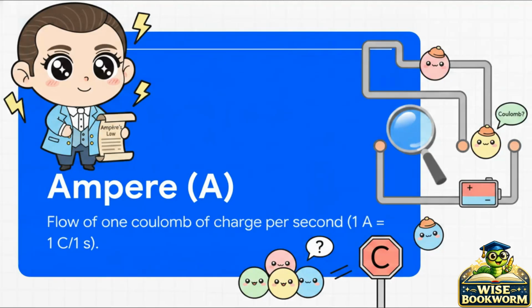So how do we actually measure this flow? Well, we measure it in a unit called the ampere, which is named after the brilliantly minded French scientist André-Marie Ampère. 1 ampere basically means that 1 coulomb of electric charge is flowing past a specific point every single second. But naturally, that begs the question, what exactly is a coulomb?